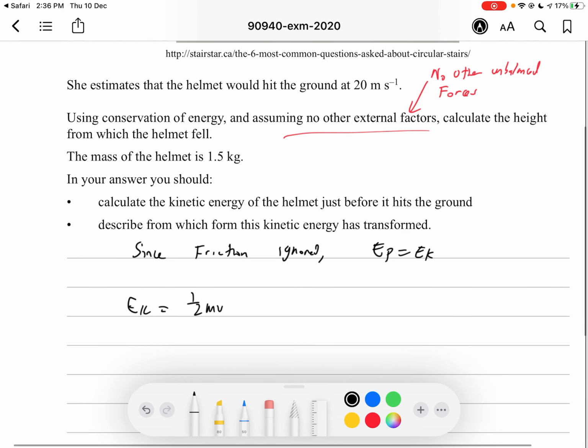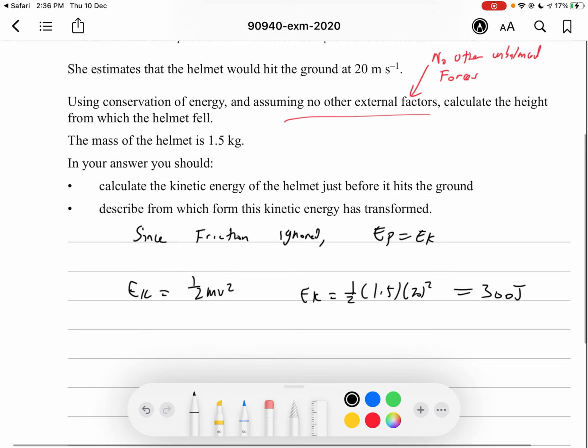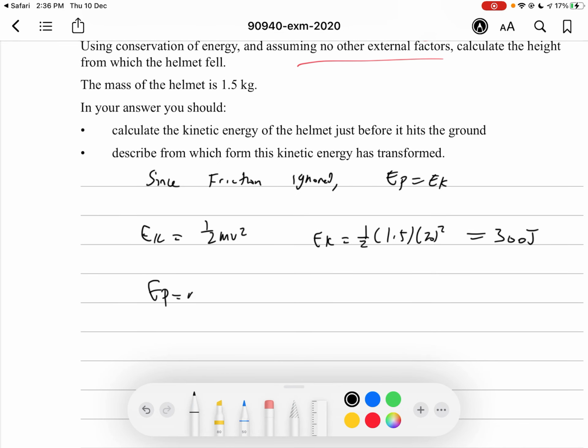We know that EK is given by half mv squared. So EK equals half of 1.5 times 20 squared. This gives us an EK of 300 joules. And EK equals EP, and EP equals mgh. So therefore 300 equals 1.5 times 9.81 times the height.